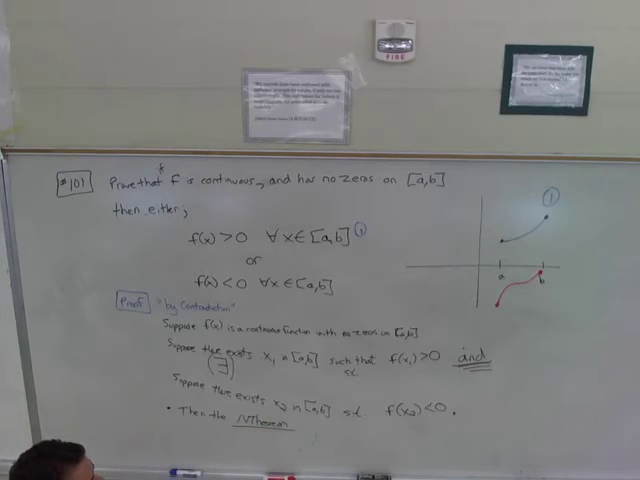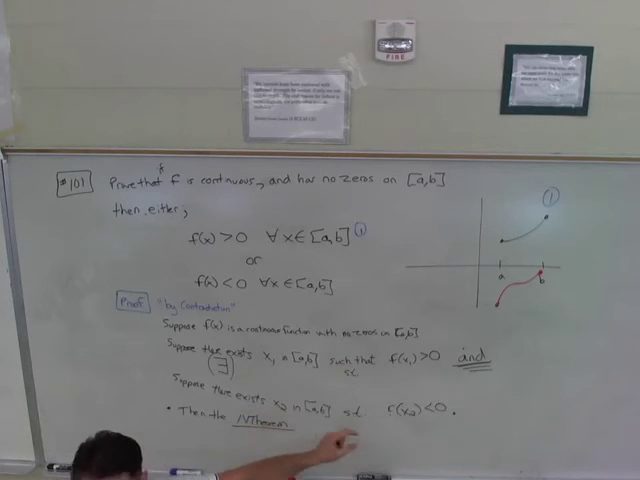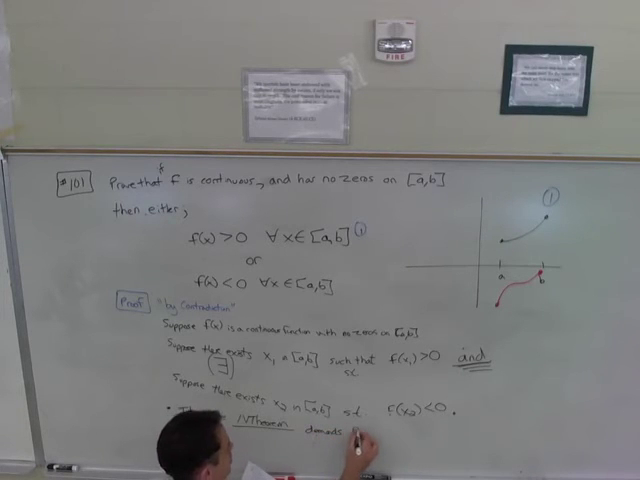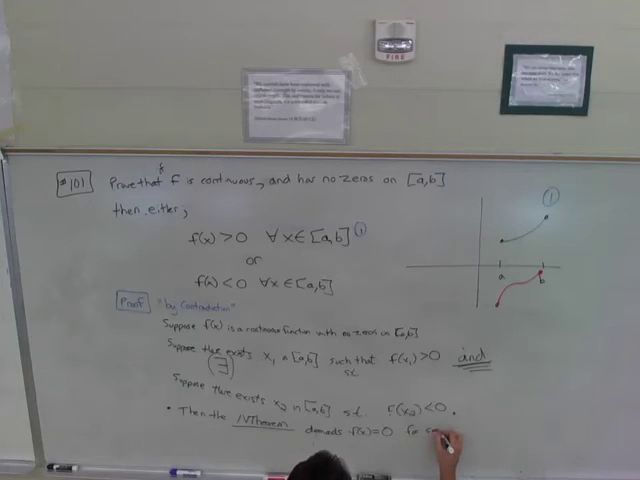Doesn't it say if you have two y values, one's positive and one's negative, and you have a continuous function, can't you pick any k? So we're going to pick k equals 0. Then the intermediate value theorem demands f of x equals 0. Do you know where? No, it just says for some value c belonging to a to b.